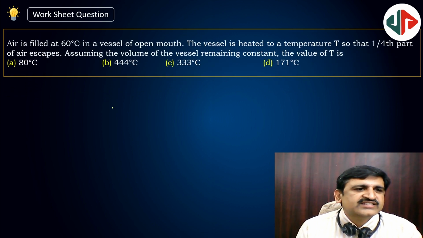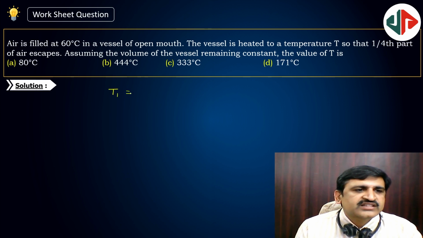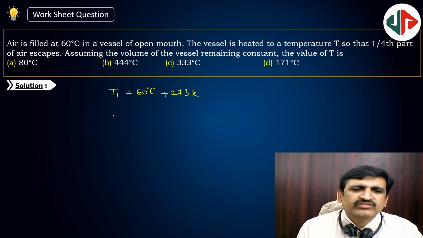Air is filled at 60 degrees Celsius in a vessel of open mouth. T1 is equal to 60 degrees Celsius plus 273 Kelvin. And the vessel is heated to a temperature T so that 1/4 part of air escapes. Assuming the volume of the vessel remains constant, T2 is equal to how much?